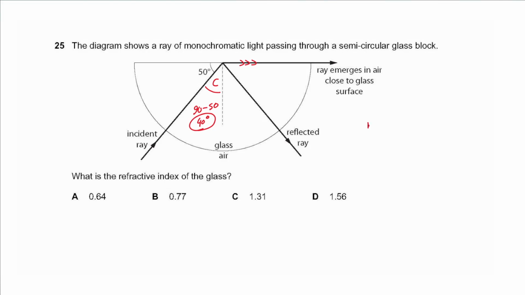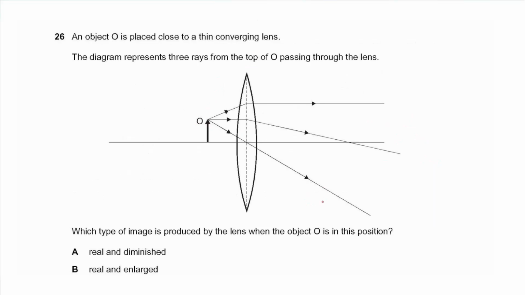And then we can use the equation that the refractive index is equal to 1 over sine of the critical angle. So 1 over sine 40. That gives a value of 1.5557, so we choose the closest one, D. Question 26 says an object O is placed close to a thin converging lens.